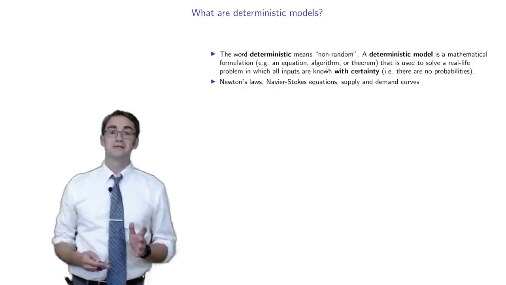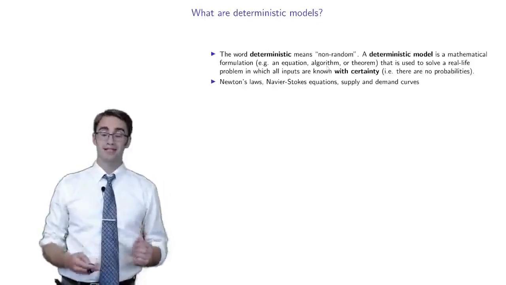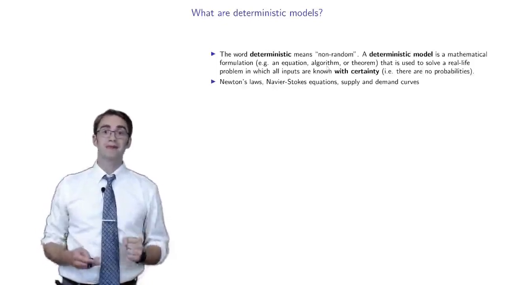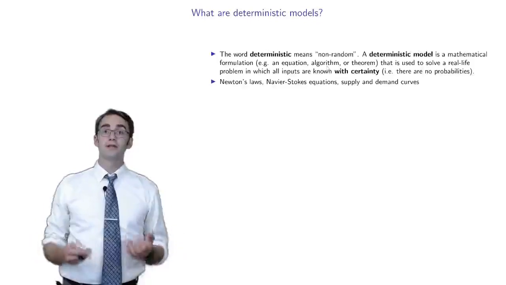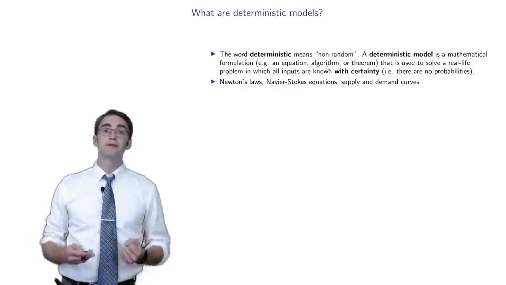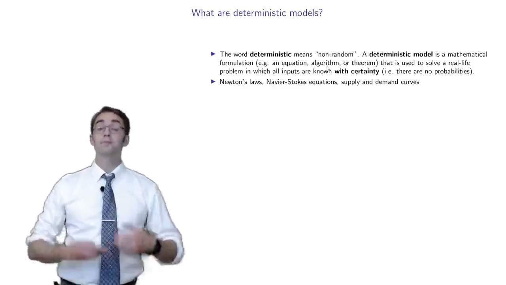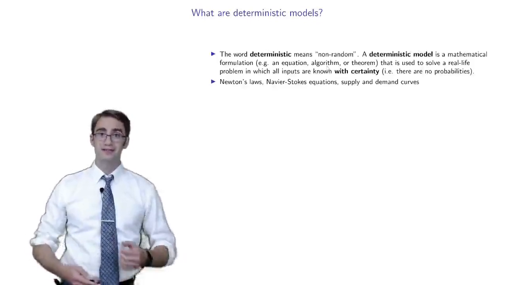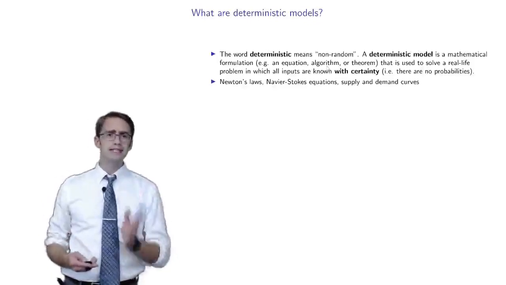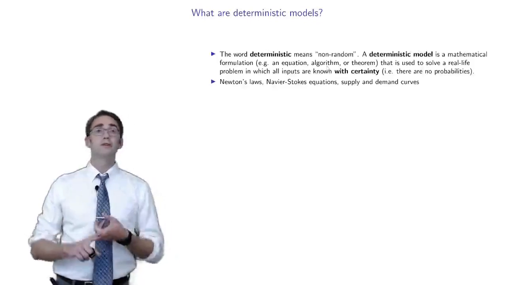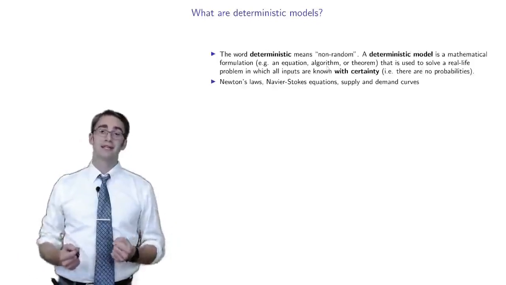What are deterministic models? The word deterministic just means not random. So a deterministic model is a mathematical model, like an equation or an algorithm or a theorem, that you use to solve a real-life problem in which all of the inputs are known with certainty. So there's nothing unknown about the problem. There are no probabilities, no random variables, no Bayes' theorem, no expectation, no variance. Examples of deterministic models would include Newton's laws, F equals ma, an object at rest tends to stay at rest, these kinds of statements.